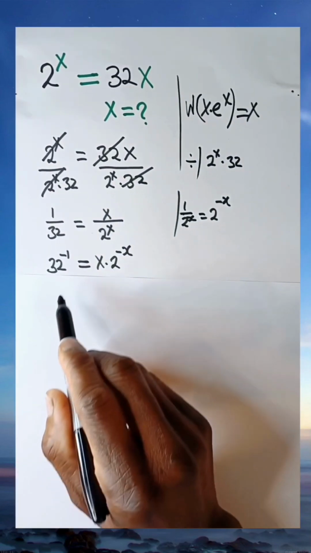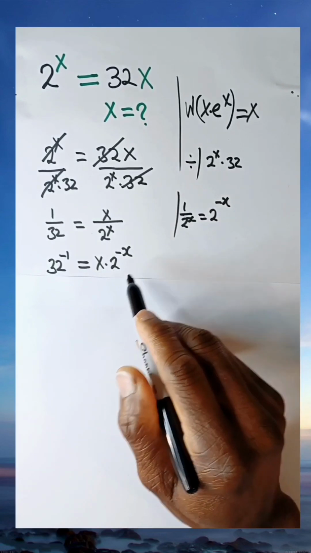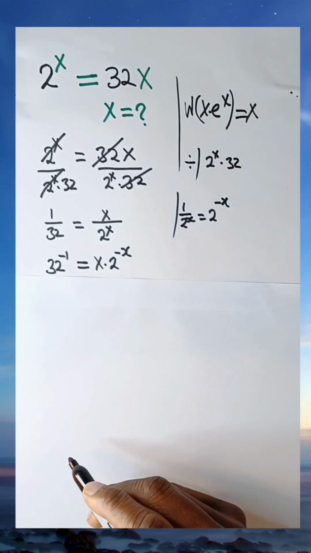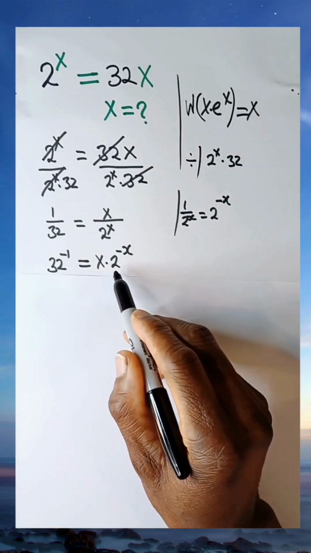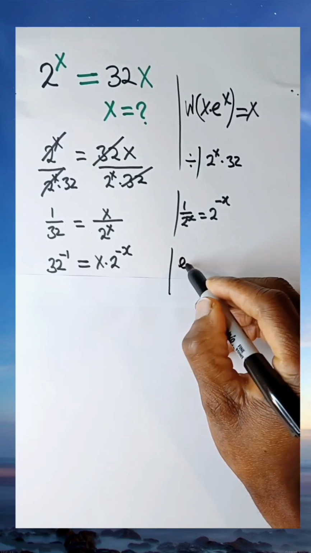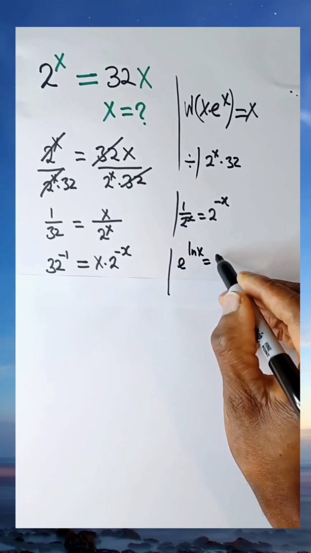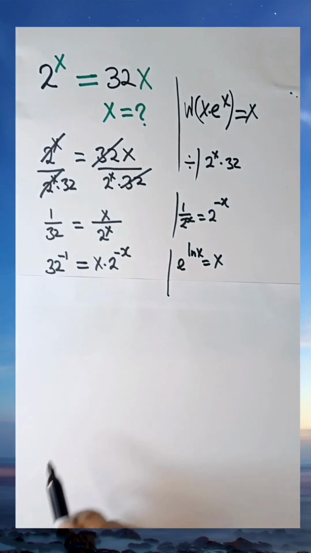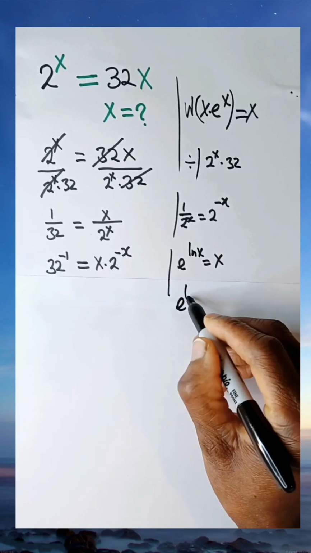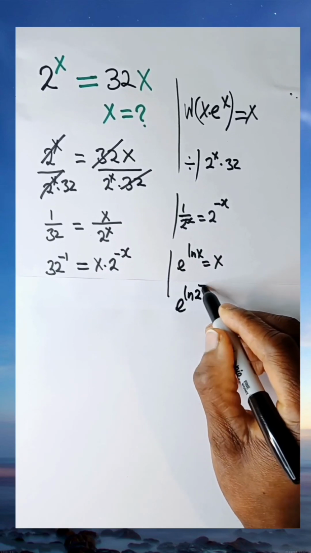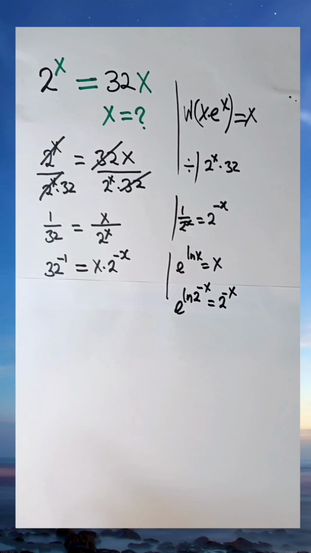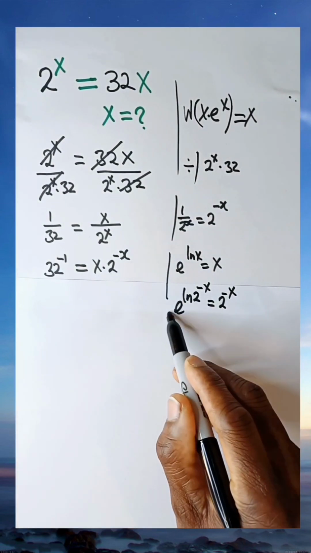Okay, remember our goal is to make the left-hand side and the right-hand side be in the format in the parentheses so that we can apply the Lambert W function. Okay, now with respect to 2 raised to the power of minus x, let us consider this rule. If we have e raised to the power of the natural log of x, this is equal to x. Okay, now let us rewrite 2 raised to the power of minus x using this rule. e raised to the power of the natural log of 2 raised to the power of minus x, and this is equal to 2 raised to the power of minus x.